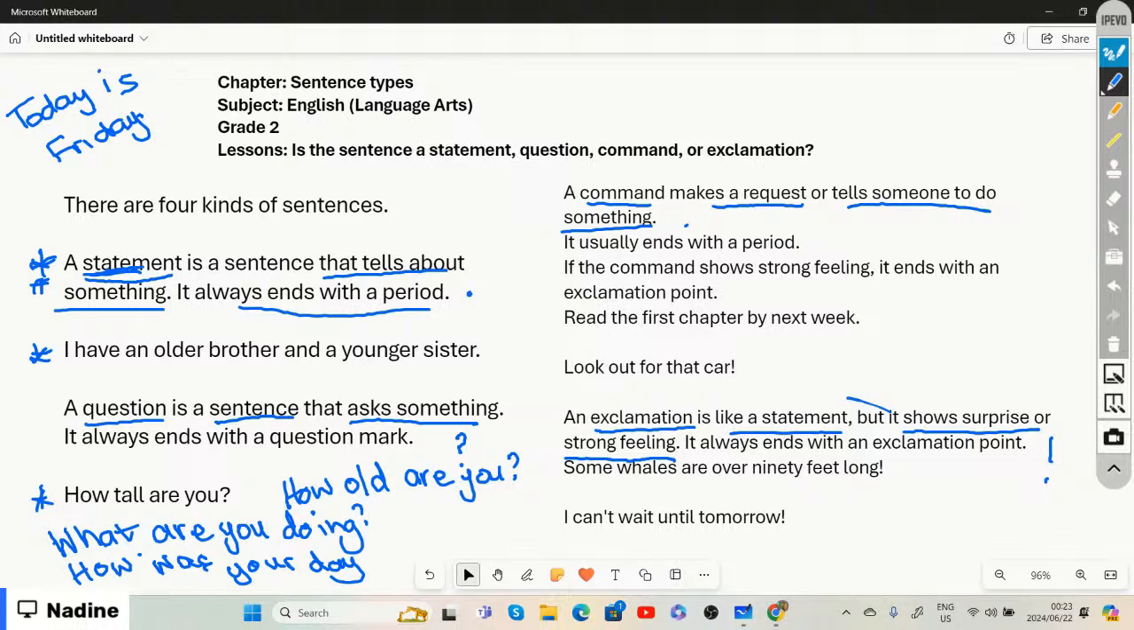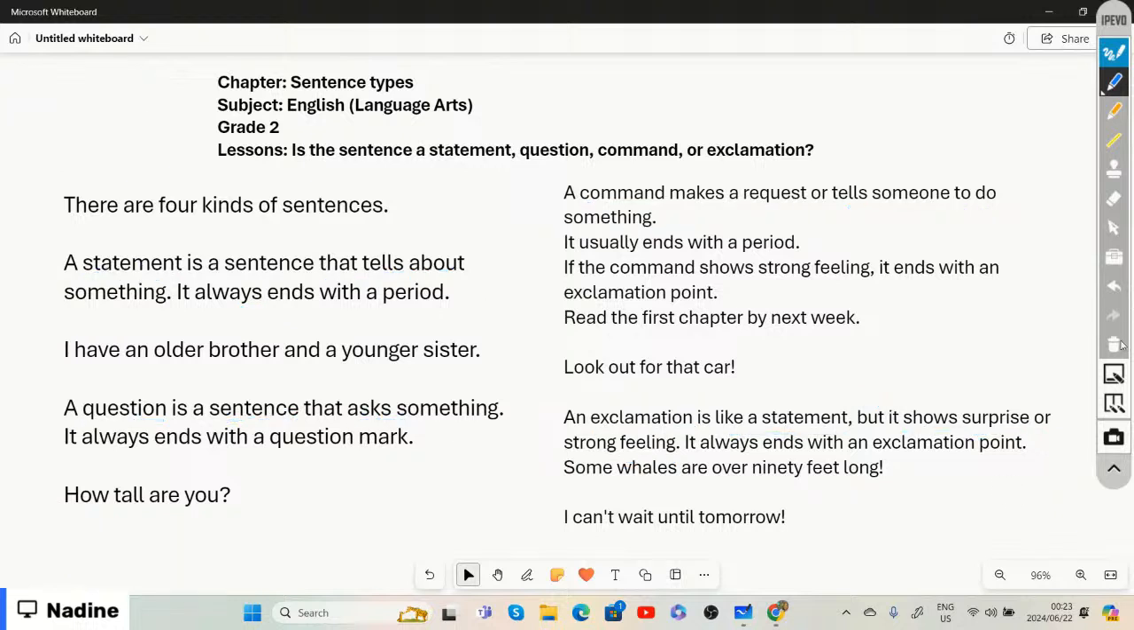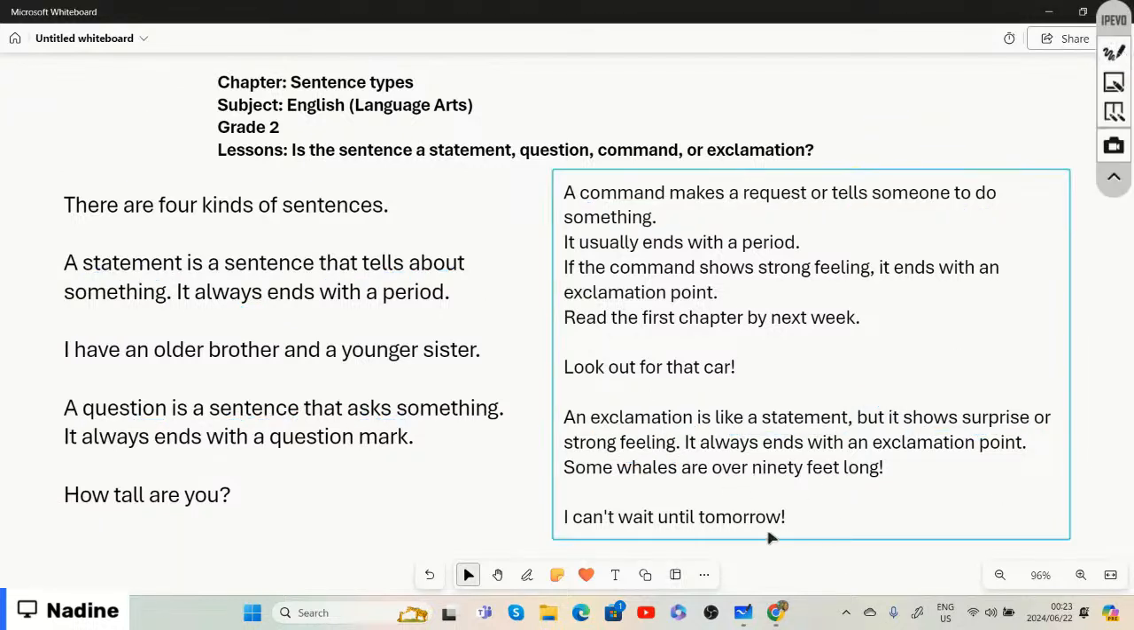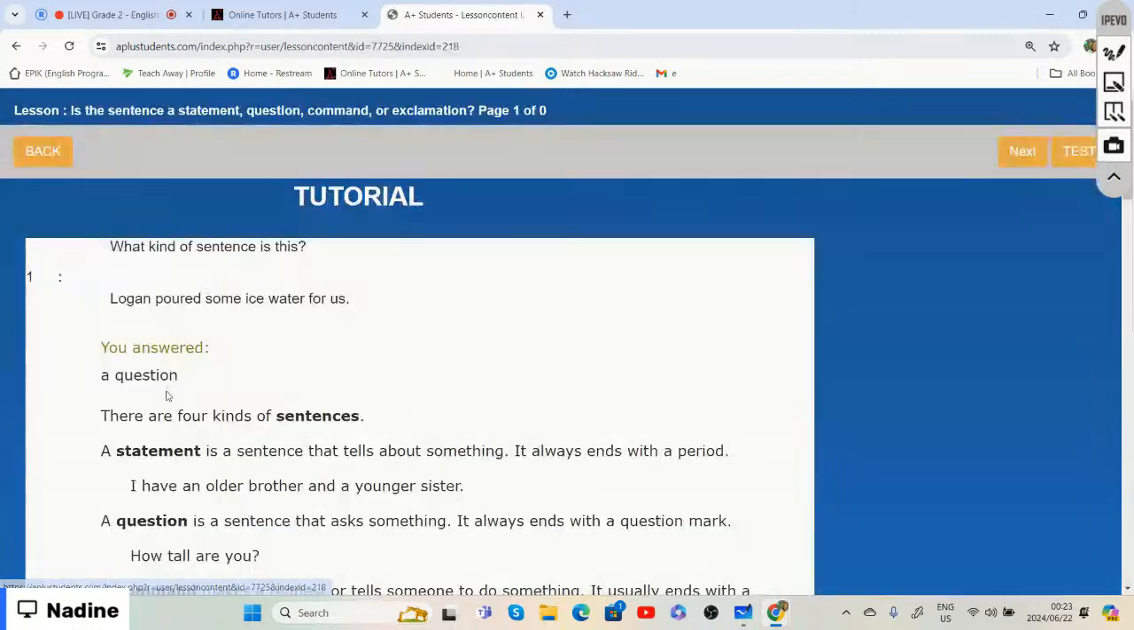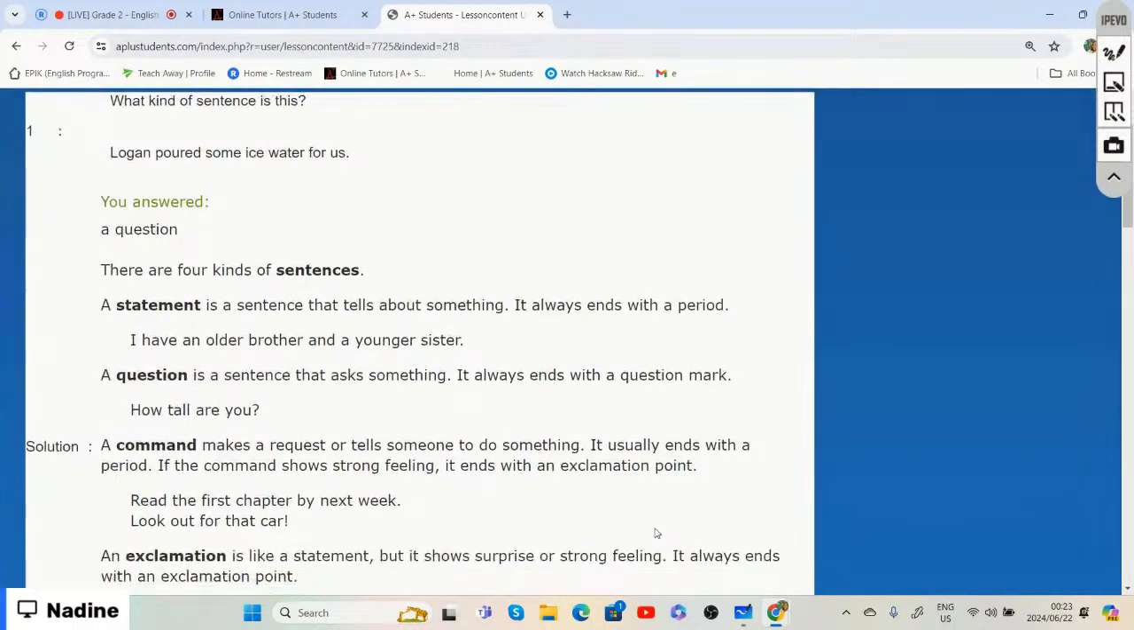All right, so now we're going to aplusstudents.ca, and then we're going to look at our chapter, which is sentence types, and we're going into the lesson where we need to say if a sentence is a statement, a question, a command, or an exclamation. And that is basically just once again a breakdown of the four different kinds of sentences: a statement, a question, a command, as well as an exclamation.